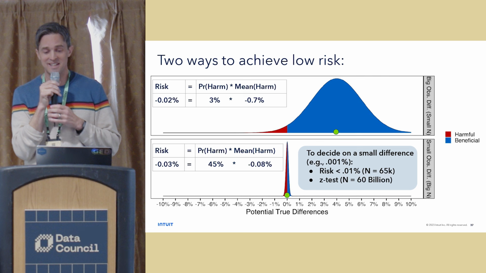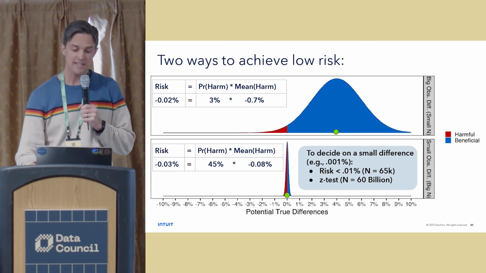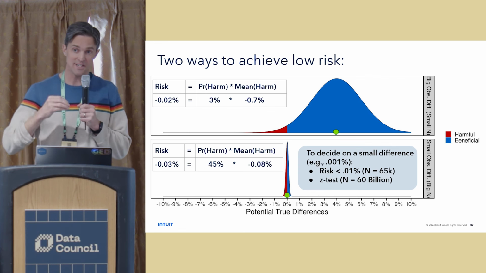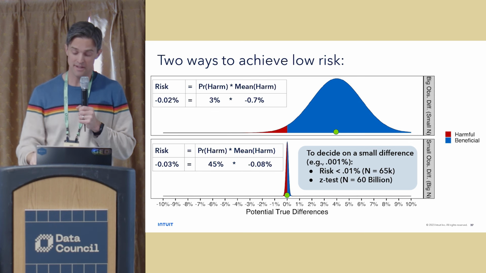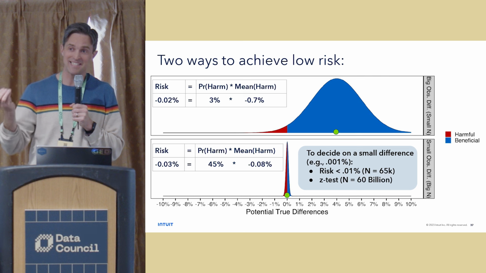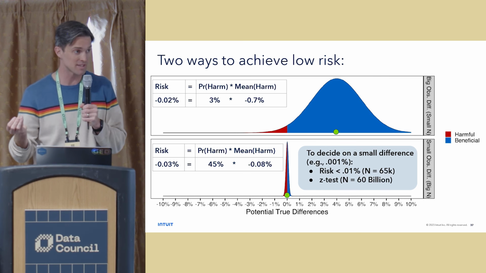Okay? And this small difference, this was something we learned from doing the simulations. If you want to get your risk below 0.01% in this scenario, on average, you're only going to need 65,000 samples to get there. But if you wanted to run a z-test that was powered to detect a 0.01% difference, you need 60 billion samples.